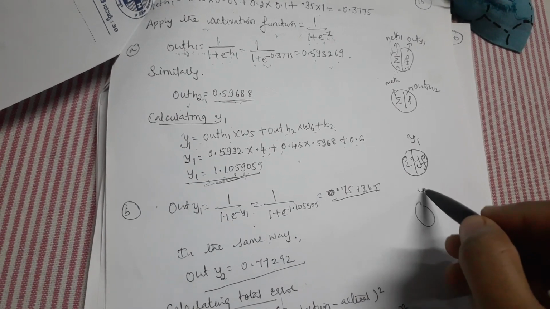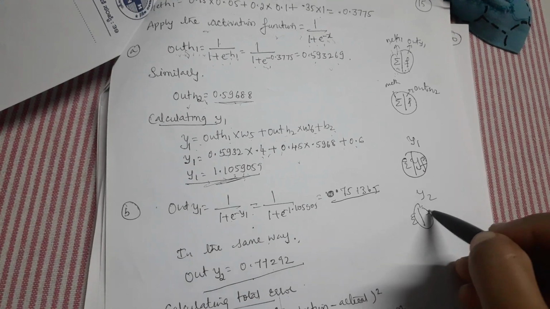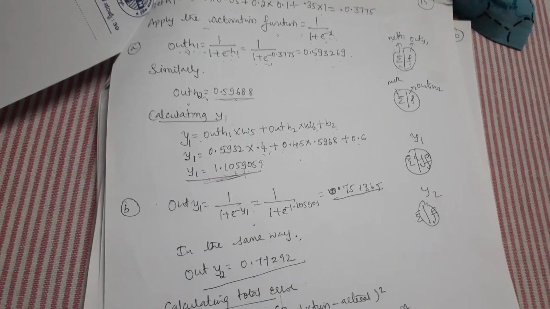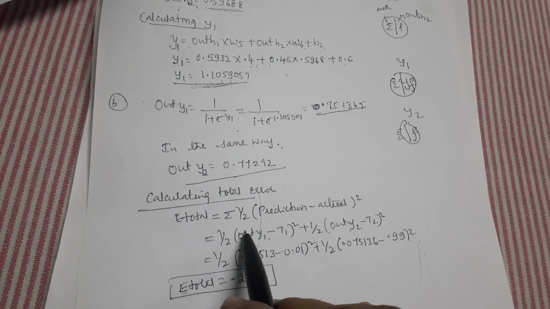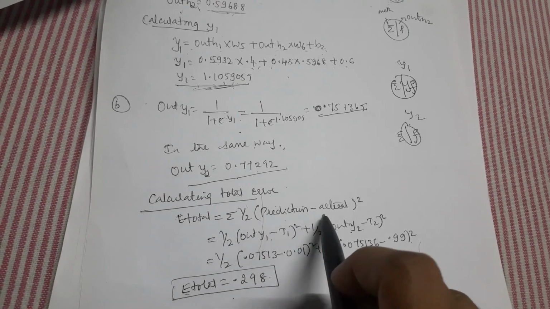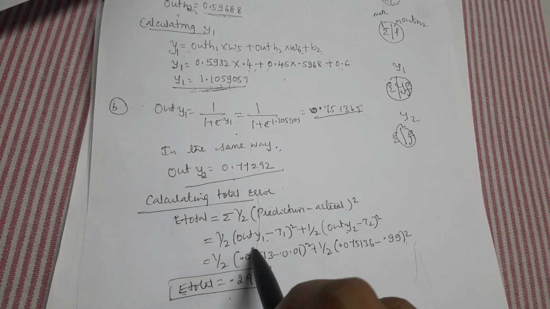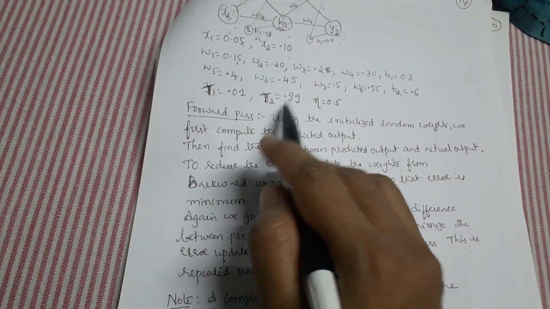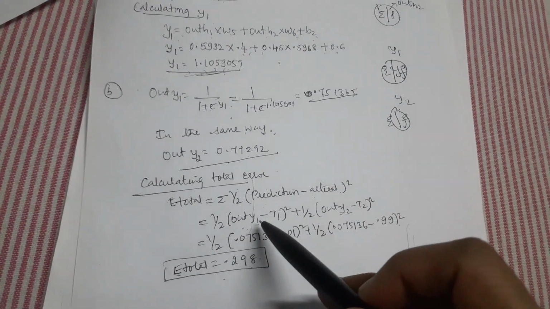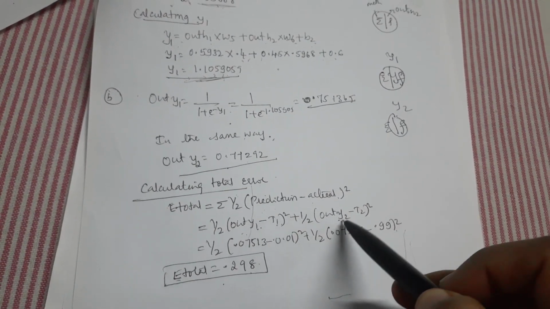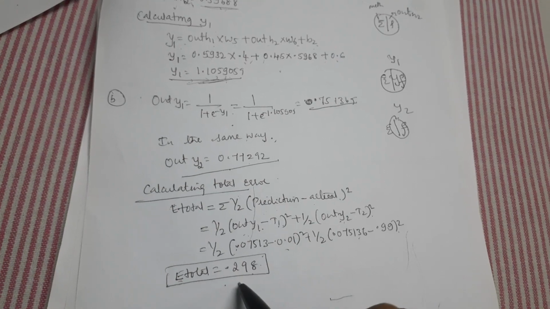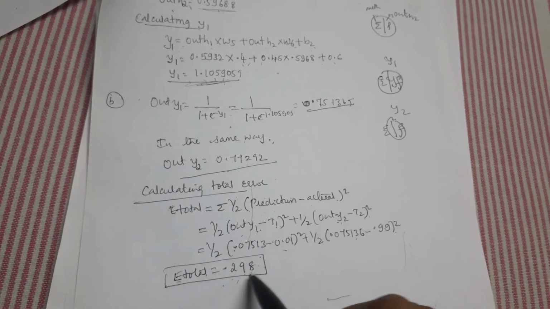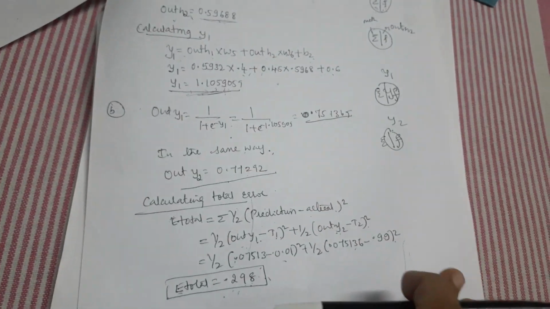In the same way, you have to calculate out Y2. That is Y2. Calculate the summation, calculate the activation function. Then calculate the total error from Y1 and Y2. So average error we have taken. Total error is prediction minus actual. What is the prediction? Out Y1 we got. What is the actual? That is target 1, which is 0.01. Target 2 is 0.99. So for Y1 with respect to T1 and Y2 with respect to T2, calculate the total error. We have to take the average error. So how much did we get? 0.298 total error. So the error is high.